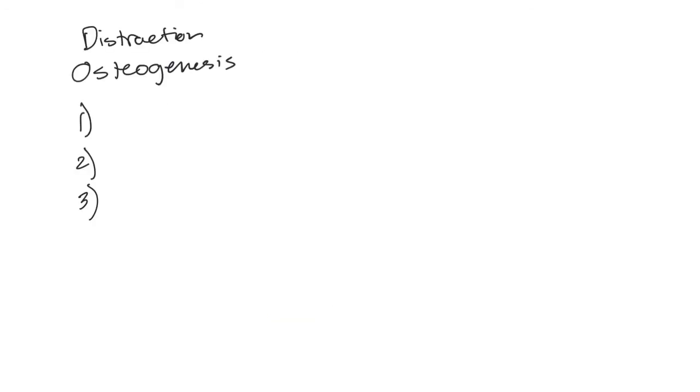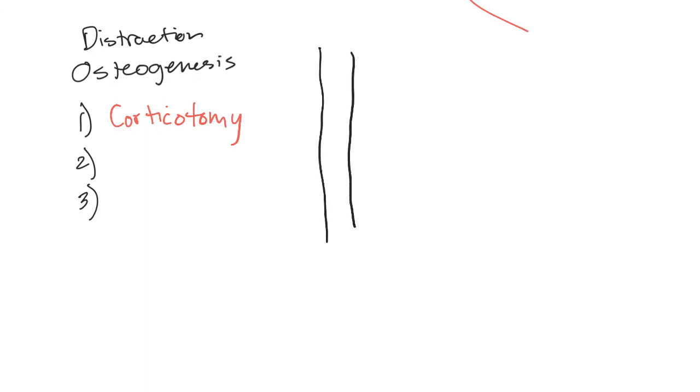Okay, we've got one more thing. Distraction osteogenesis. All right, three steps. First one is corticotomy. Where you have this bone, you're going to cut it and you're going to separate it just a little bit, so there's a little bit of space there.